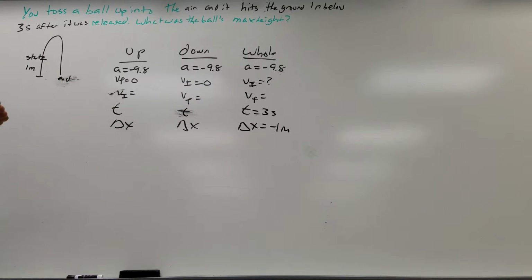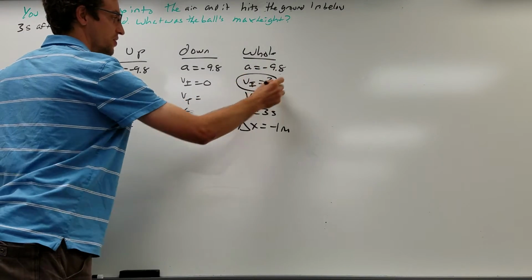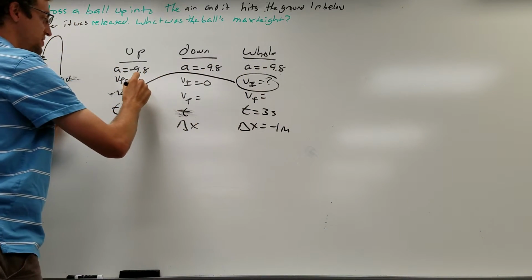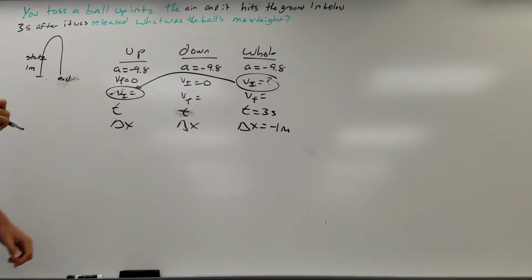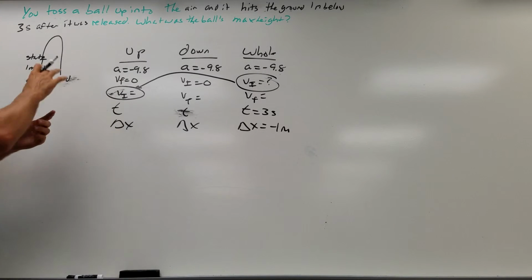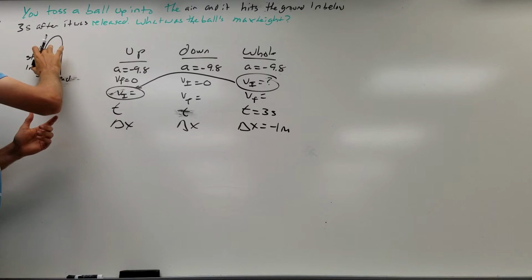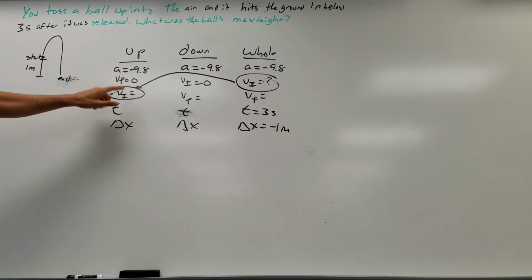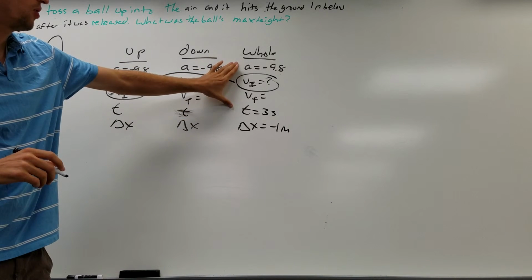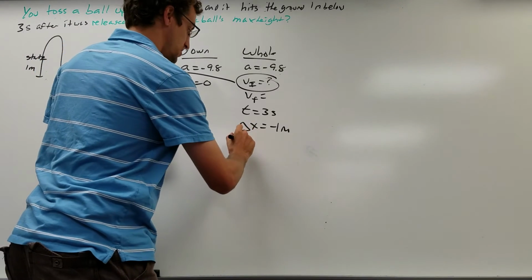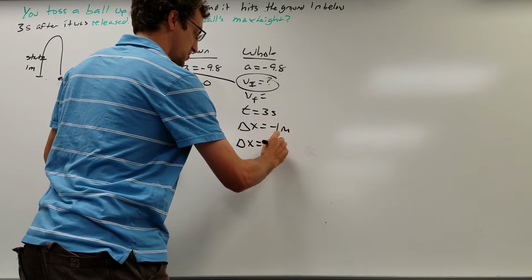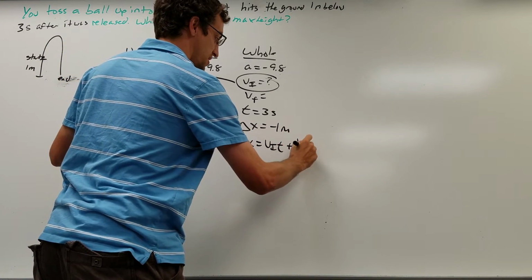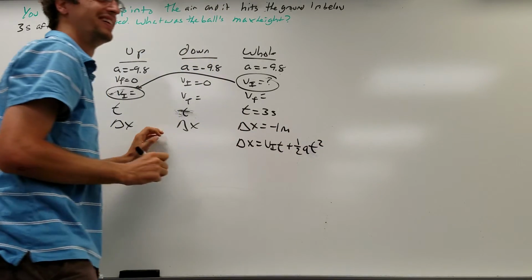However, we do know that the V initial for the whole thing is the same as the V initial for the upward part, because the upward trajectory starts at the same place that the whole trajectory starts. So if I can find this, I can use it in the upward part to get the answer. So I'm going to solve for that using the whole path, and I'm going to use change in x equals V initial times T plus 1/2 AT squared.